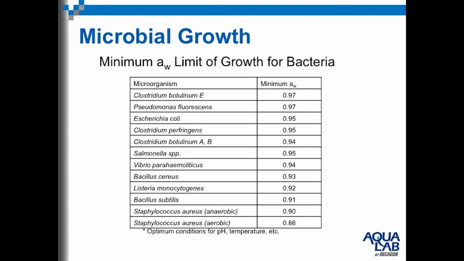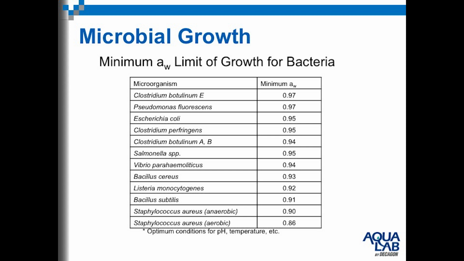And so we can take a look at a chart that shows us where these minimum growth limits are. In this case, this is for pathogenic bacteria. Notice that the lowest that they can grow at, and this is for Staph aureus under aerobic conditions, can grow down to water activities as low as 0.86.